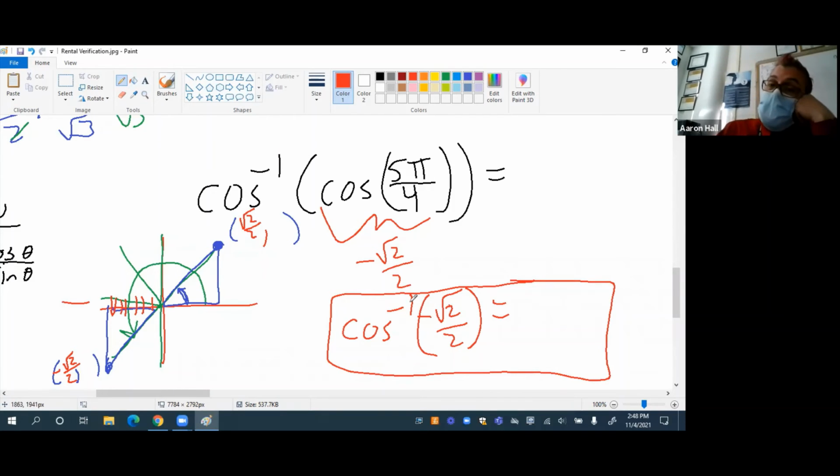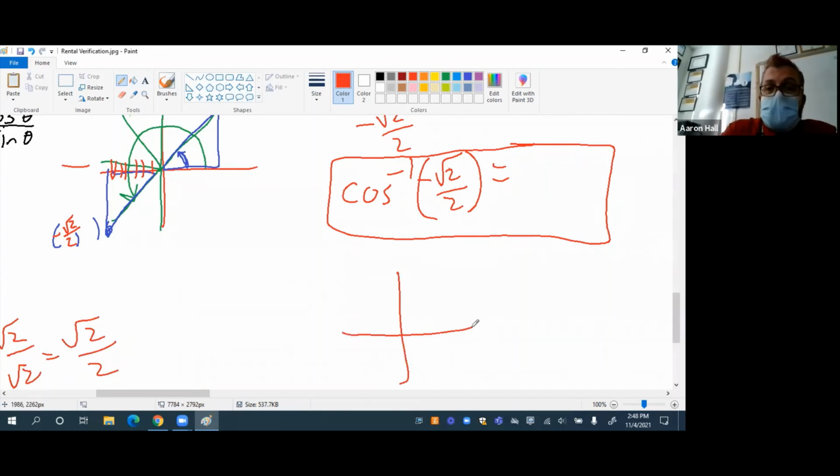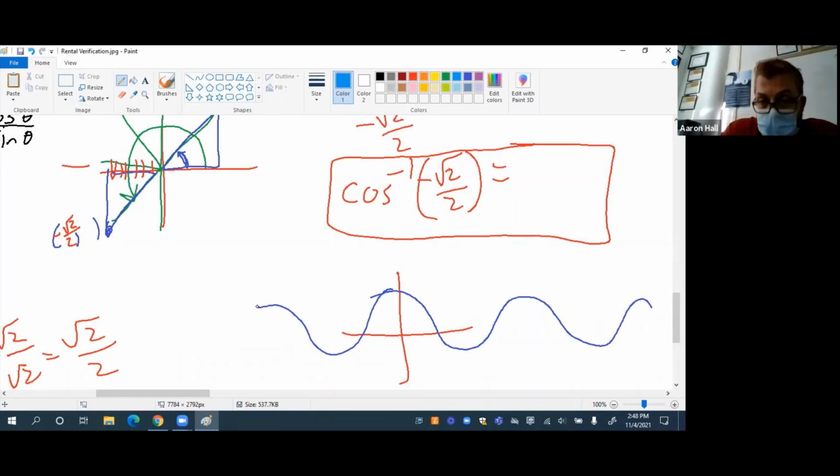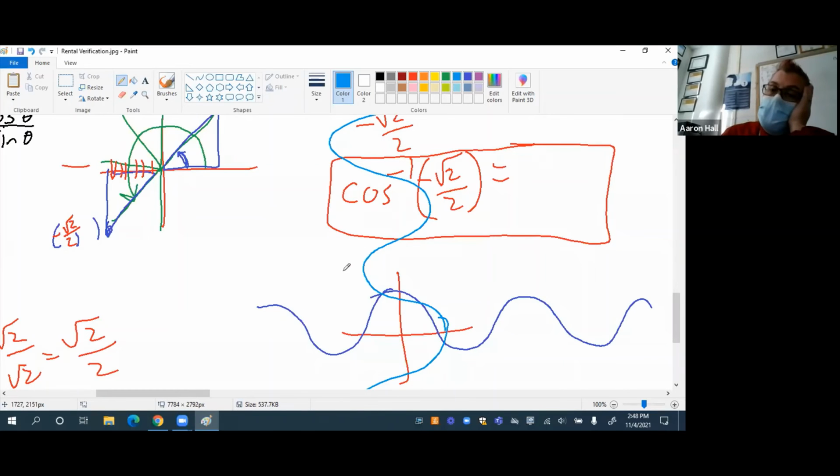Now, the inverse is going to be restricted because it's not going to be a function if it's not restricted. Because the inverse of a periodic function that looks like this is something like this, which is not a function. So I'm going to limit the amount of my domain. What part is going to be limited?